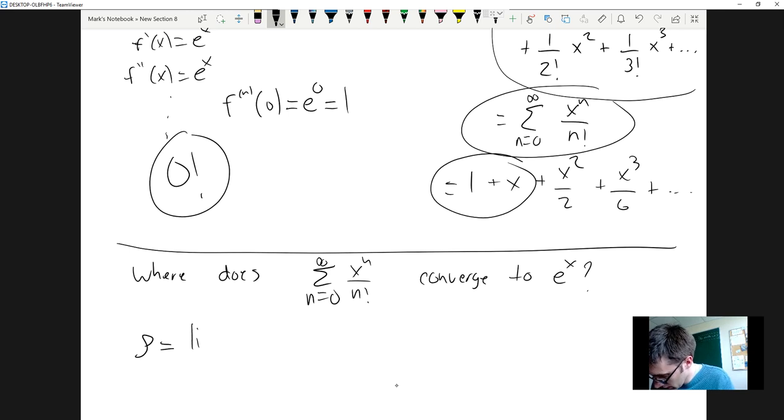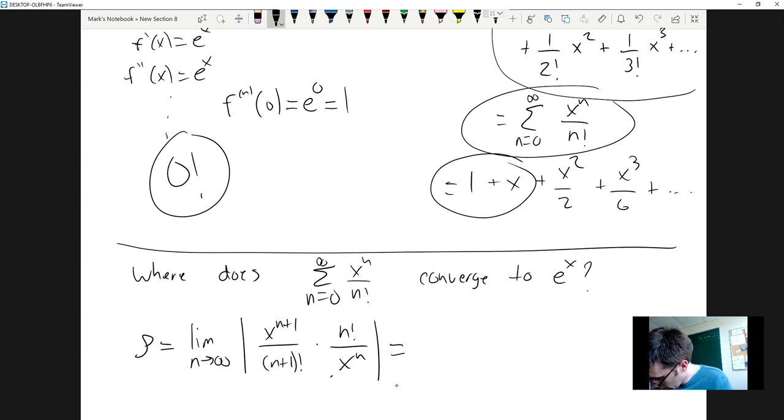So the ratio rho is the limit as n goes to infinity of the absolute value of the next term over the current term, or multiplied by the reciprocal of the current term. And if you remember, x to the n will cancel with n of the factors of x up top, and we'll be left with just an x.